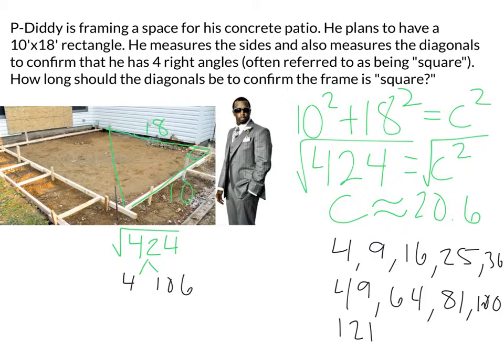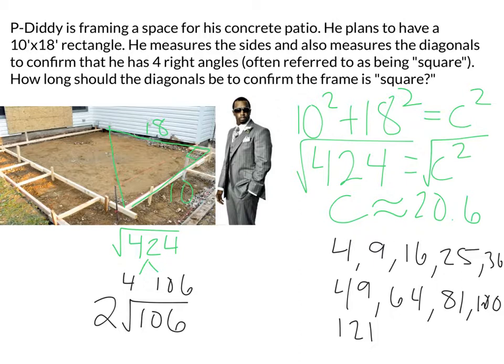Alrighty, can we divide 106 by 2? That gives me 53. I think we're prime with that. Okay, so I got 4 and 106. Well, what's the square root of 4? That would be 2. And I couldn't square root 106, so 106 stays. Okay?